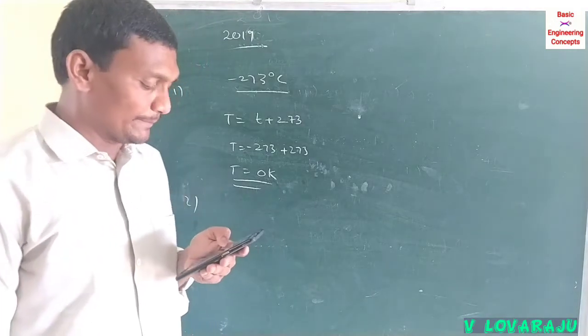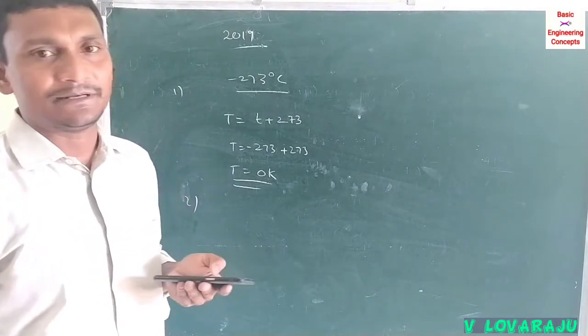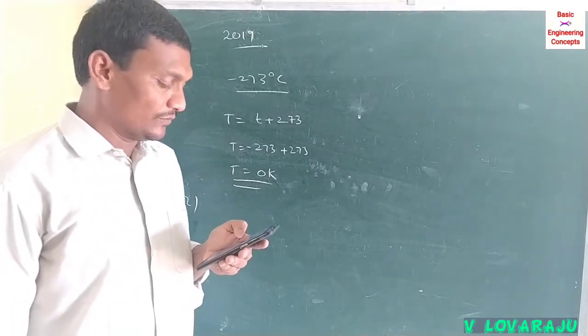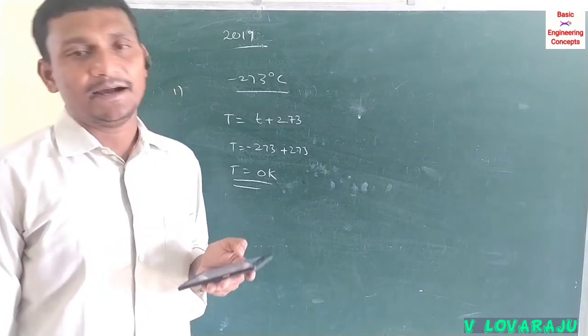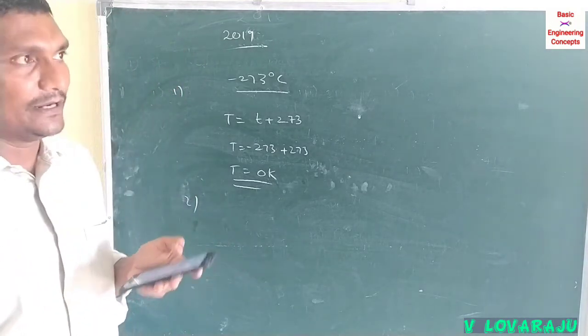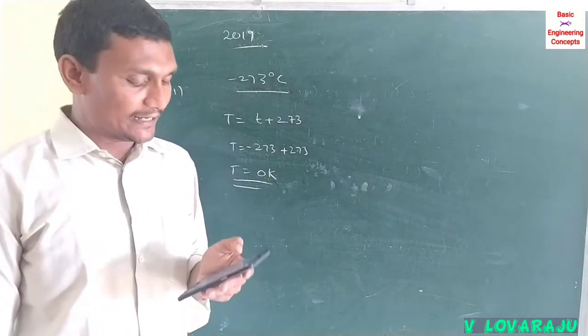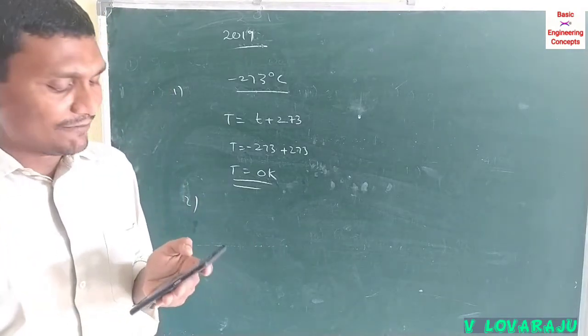It is also correct. The third option: it is a measure of hotness or coldness. Temperature is nothing but a measure of hotness and coldness. That's why it is also a true statement. Fourth one: heat flows from a body at low temperature to a body at high temperature. It is a false statement. It always flows from the high temperature region to the low temperature region. Here it is given as low temperature region to high temperature region, because of that it is a false statement.